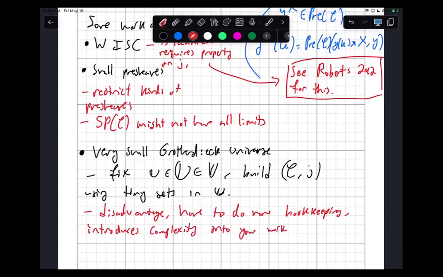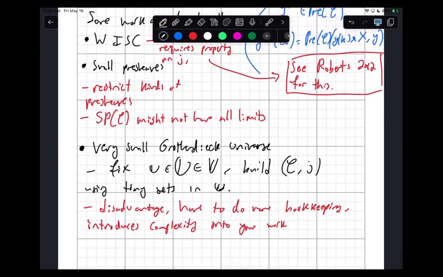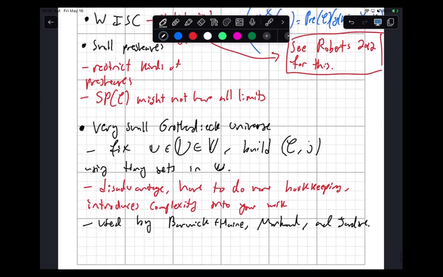However, I think that this is probably the most used technique in homotopy theory, at least. I've seen this used by Barwick-Hine. I've seen it used by Mahmoud in his paper. And I've seen it used by Jardine in his paper as well. So this tends to be the most used solution to this problem.